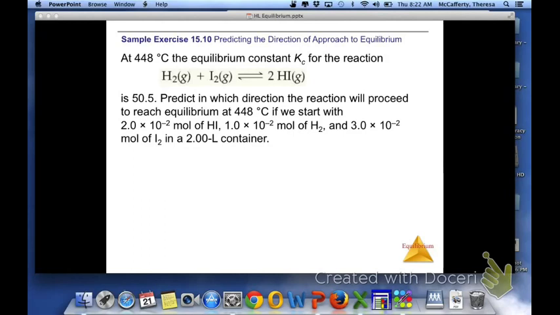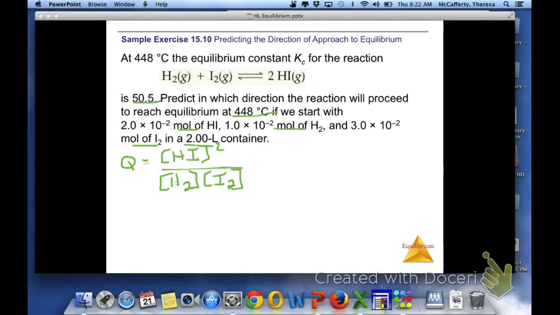So we have hydrogen and iodine making hydrogen iodide. K is equal to 50.5. We're given a temperature, 448. We're given the moles of the two reactants, the moles of the product, and we're given that the container is 2 liters. So we want to predict the direction in which the reaction is going to shift. So we're going to be looking for Q. The expression for Q is the hydrogen iodide squared over the concentration of the hydrogen and the concentration of the iodine.